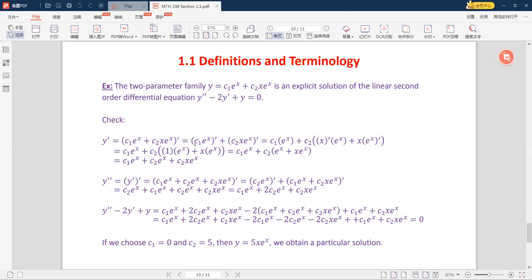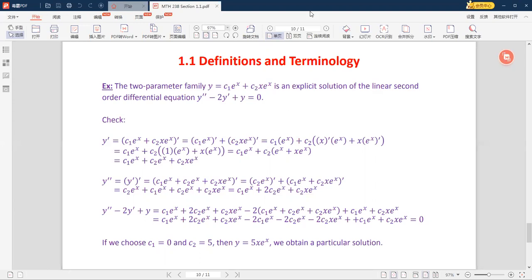So we have verified that the 2-parameter family of function y equal to C1 e to the x plus C2 x e to the x is indeed an explicit solution of the linear second-order differential equation. All right.